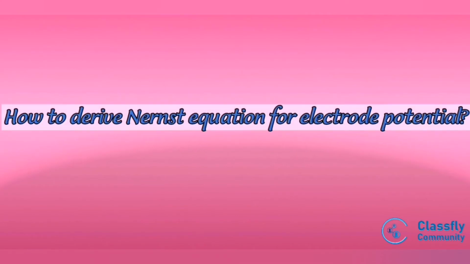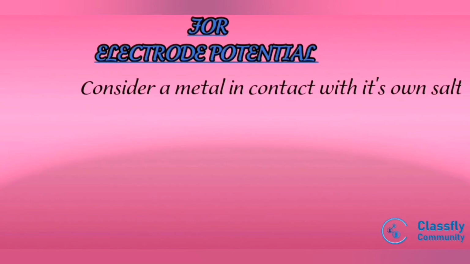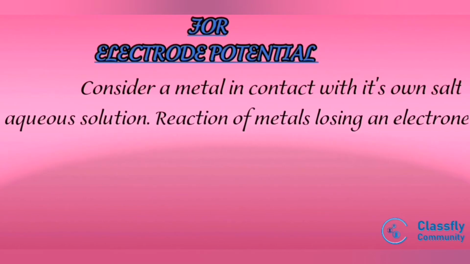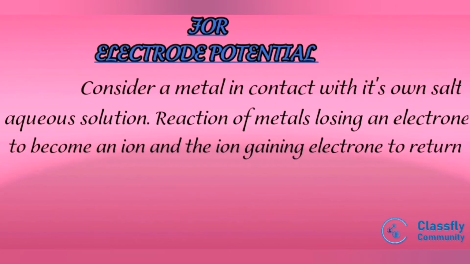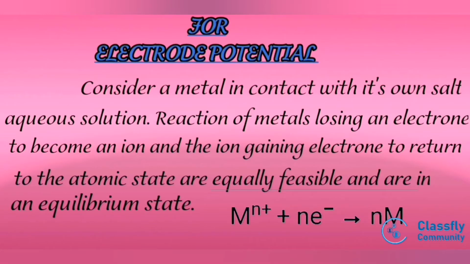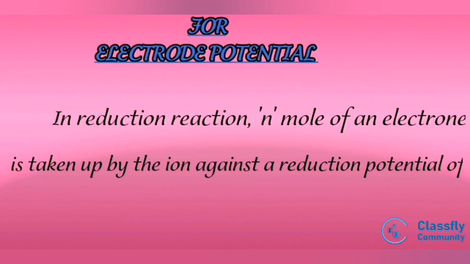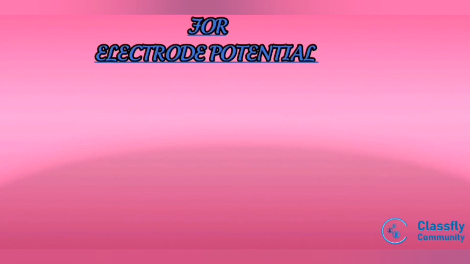For simplicity, it may be taken as equal to the molar concentration of the salt. Next we discuss how to derive the Nernst equation. Consider a metal in contact with its own salt aqueous solution. The reaction of a metal losing electrons to become an ion, and the ion gaining electrons to return to the atomic state, are equally feasible and are in equilibrium. That is, Mn+ plus N electrons gives M. In the reduction reaction, N moles of electrons are taken up by the ion against the reduction potential of E reduction. The derivation of the Nernst equation involves 5 steps.